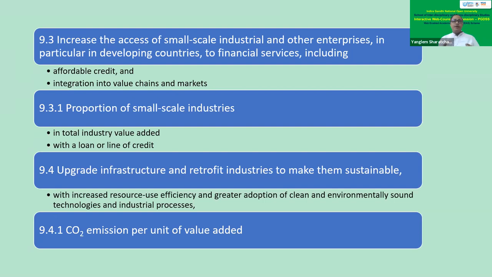In the same way, target 3 is about increasing the access of small-scale industries and other enterprises, in particular in developing countries, to financial services, including affordable credit, and their integration into value chains and markets. So an indicator is the proportion of small-scale industries in total industry value added with a loan or line of credit. Then target 4, to upgrade infrastructure and retrofit industry to make them sustainable with increased resource efficiency, means upgrading the infrastructure. The carbon dioxide emission per unit of value added is one of the indicators.